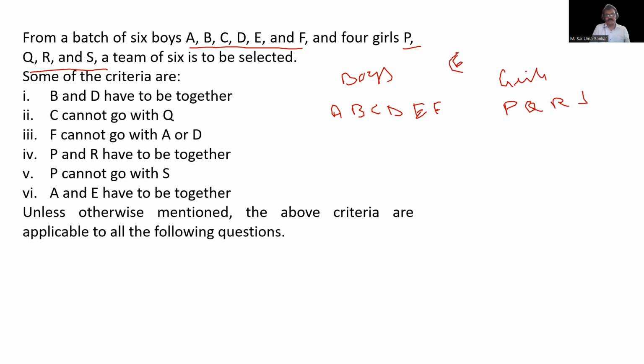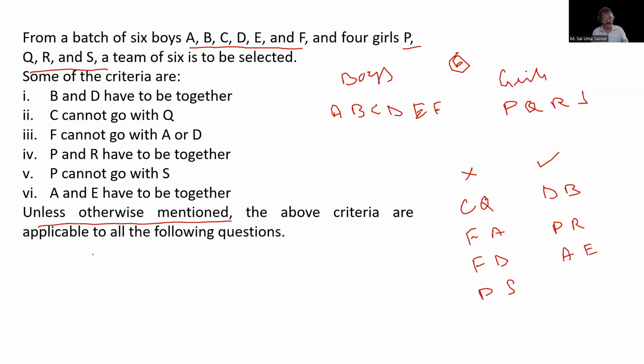What we required? We require the team of 6 on these conditions. B and D have to go with each other. And next, C cannot go with Q. F cannot go with A. F cannot go with D. P and R have to be together. P cannot go with S. A and E have to be together. Unless otherwise mentioned, the above criteria are applicable to all the following conditions. That is common to each and every question.